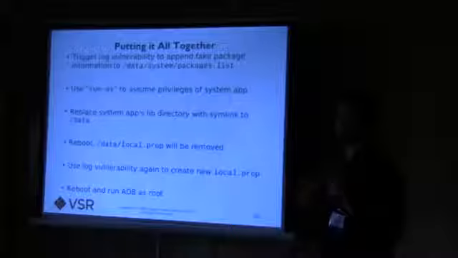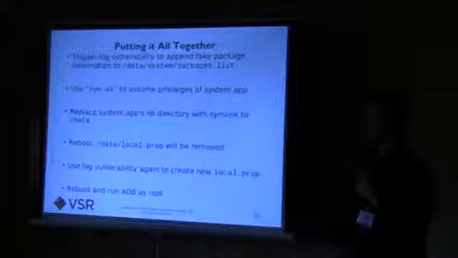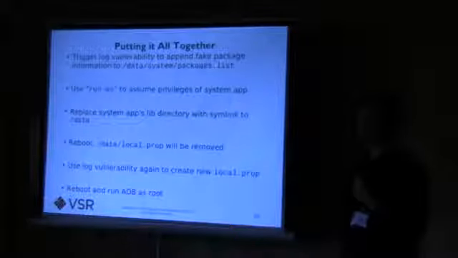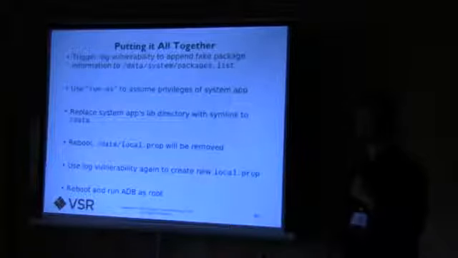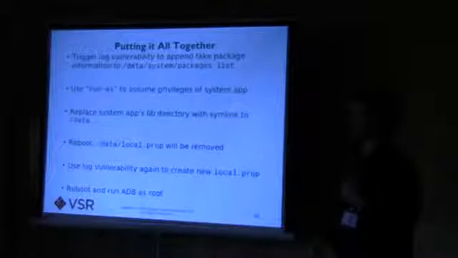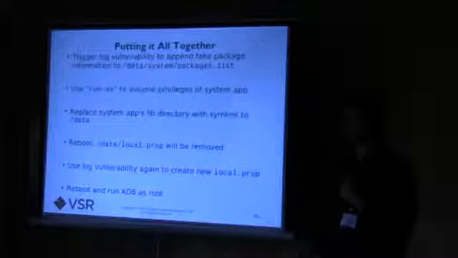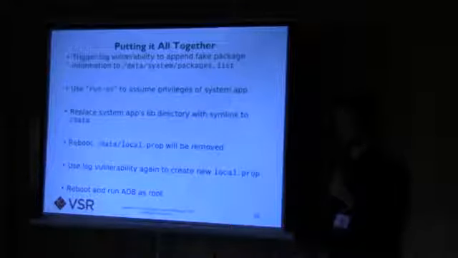And this is what happens when you put all of this together. You trigger your log vulnerability to append fake package information to this packages.list file that will allow us to use the run-as program to assume the privileges of a system app. Then we replace that system app's lib directory with a symbolic link to the data partition, reboot, and then the package manager will remove data local.prop when it comes back up. Next, we can use the log vulnerability one more time to create a new local.prop file with our ro.kernel.qemu=1 property, reboot again, and ADB will run as root, and you win.